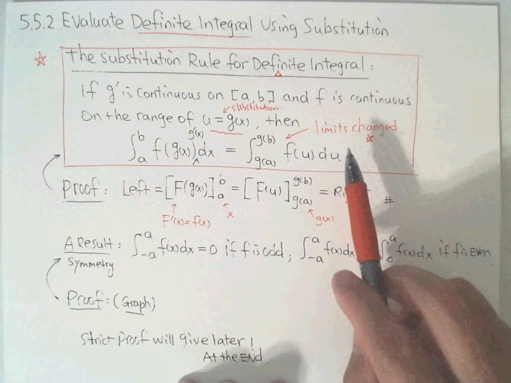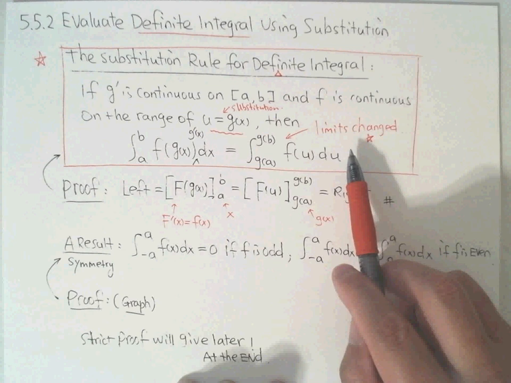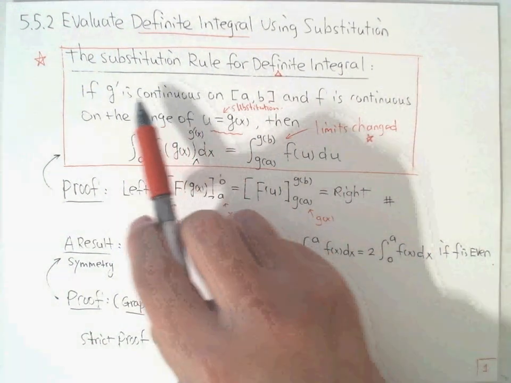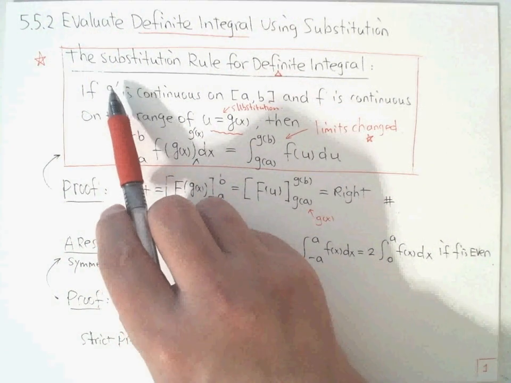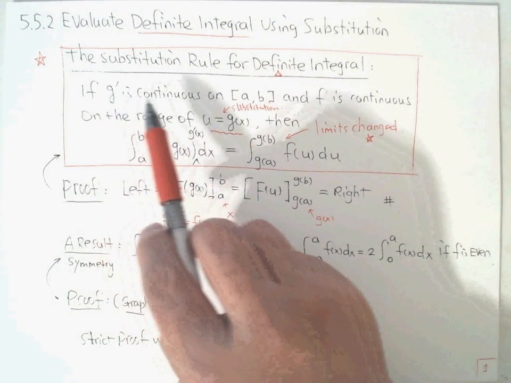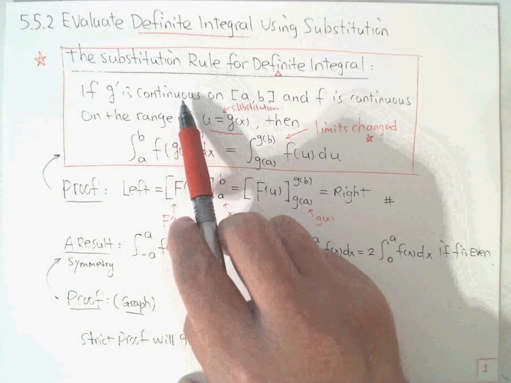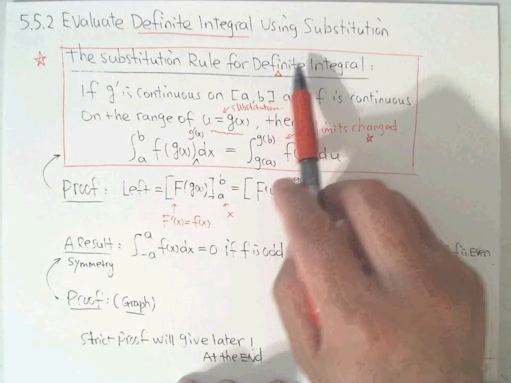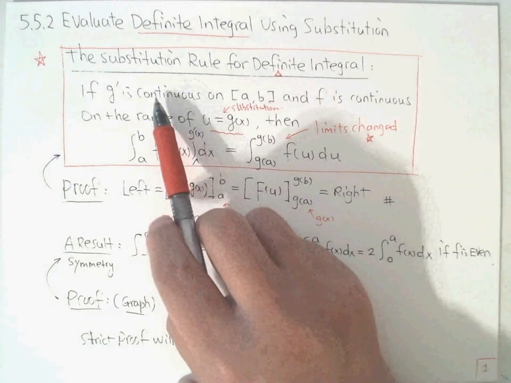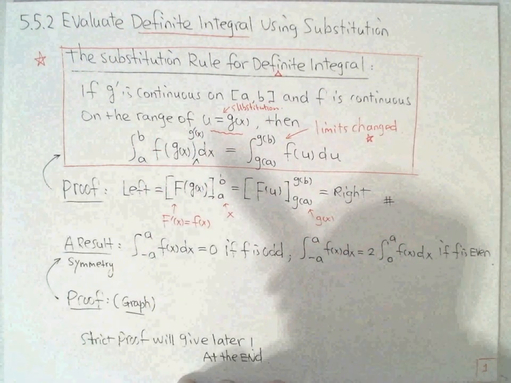And one more difference: the inner function g(x) is differentiable and also continuous. For substitution for indefinite integrals, we don't need the continuity. So there's a little bit of difference.